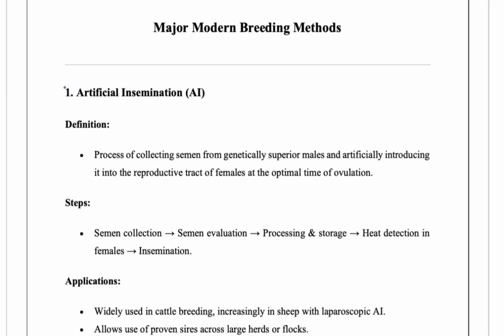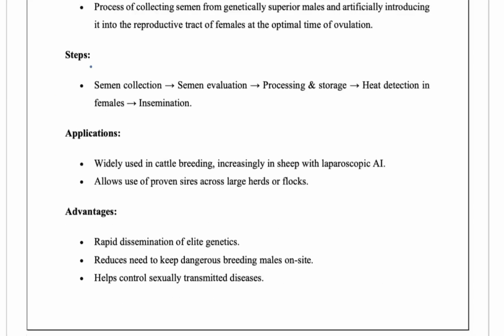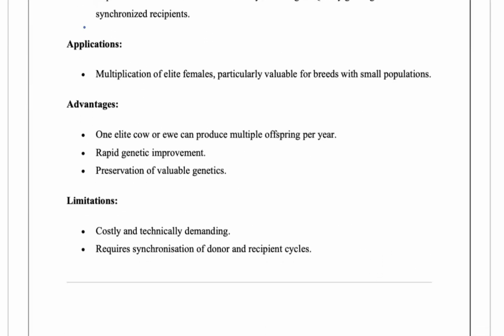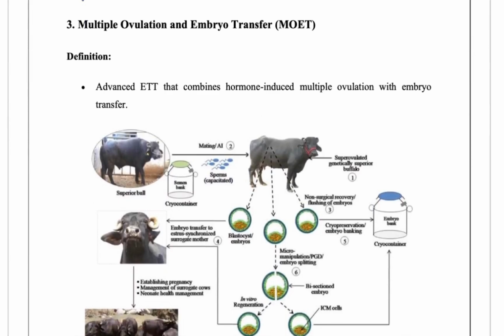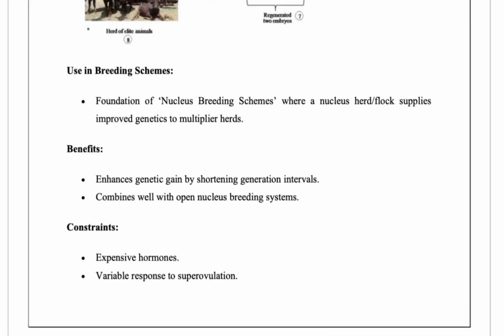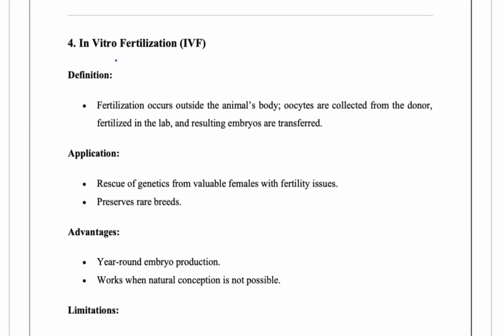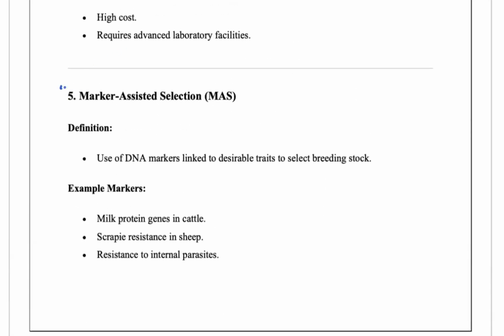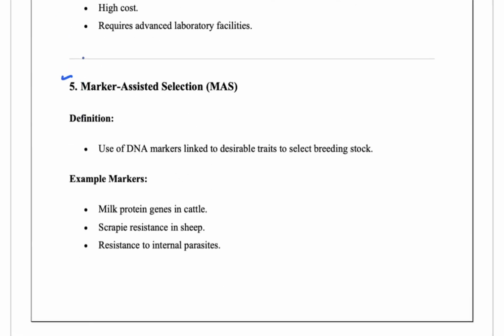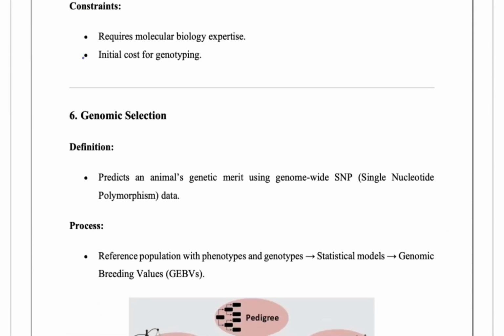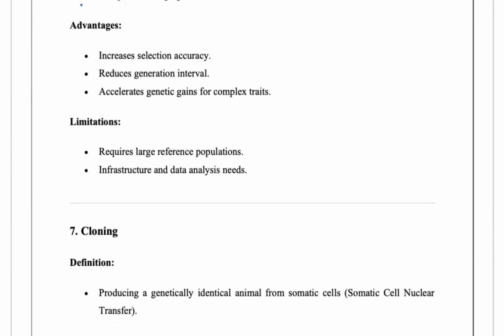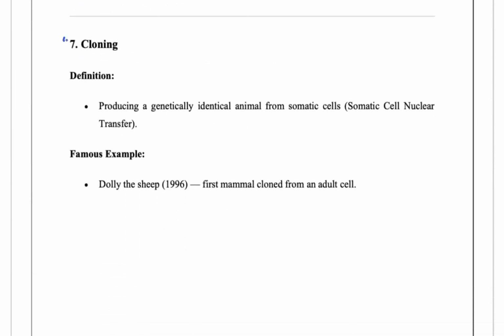These methods include, first of all, artificial insemination. Then we have the second one, that is called embryo transfer technology. Then the next one is multiple ovulation and embryo transfer. Then there is one more, that is in vitro fertilization, which has multiple variants. Then there is marker assisted selection, that is the MAS technology, DNA based technology basically. Then there is genomic selection. And then finally there is cloning.